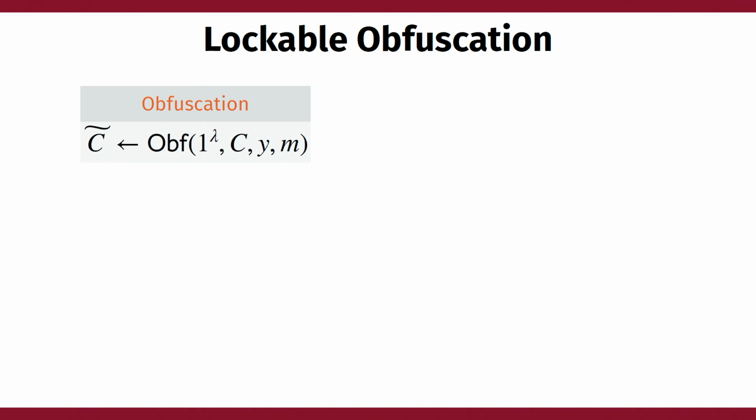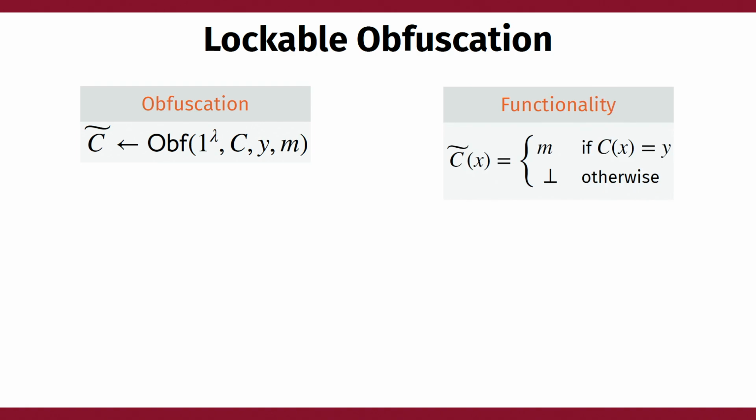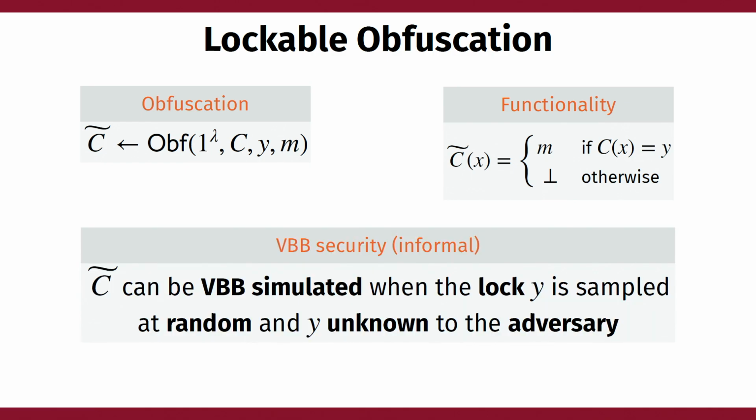So let me introduce first lockable obfuscation. You can obfuscate a circuit C using a lock Y and a message. You obtain an obfuscation that has a slightly different functionality, and the functionality is the following. On input x, the obfuscation is going to output the message if C on input x outputs the lock. And the security says, very informally, that when you don't know the lock and the lock is random, then you can simulate the circuit.